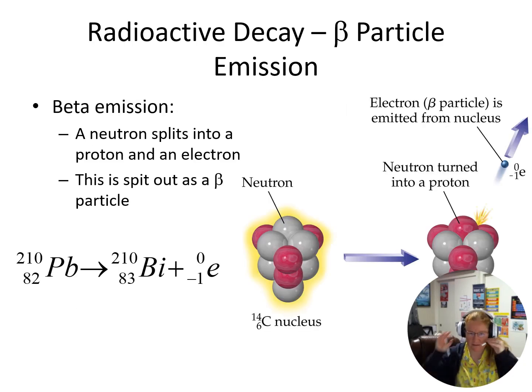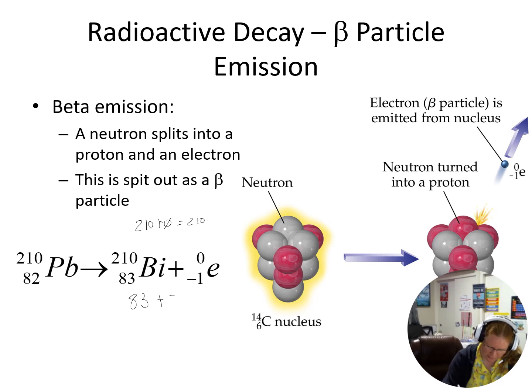All right, our beta particle. So basically what's happening in beta emission is a neutron is going to split into a proton and an electron. This gets spit out as a beta particle, all right? And so you can see here, I have lead-210 and I get bismuth-210. So 210 plus 0 gives me 210. Okay, and then I have 82 down there, so I need to balance on the other side. So 83 plus -1 gives me 82. So those numbers do balance down there.